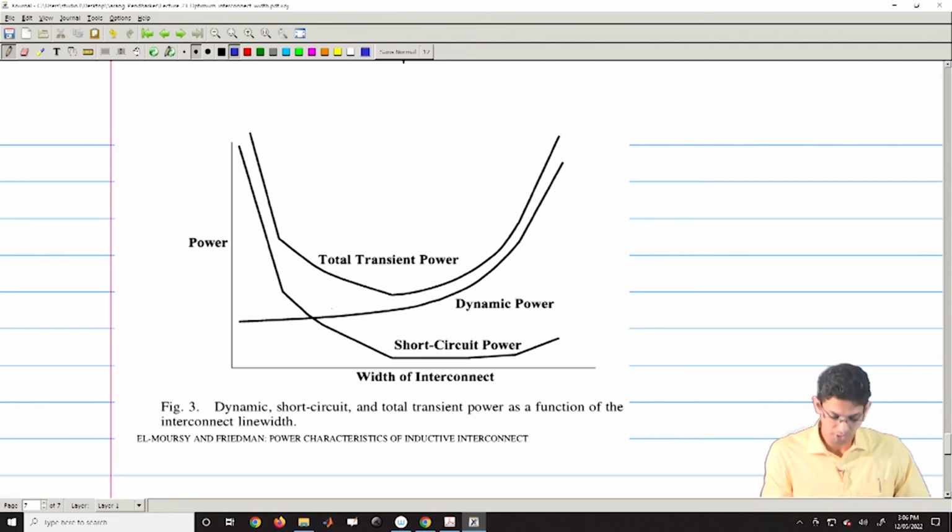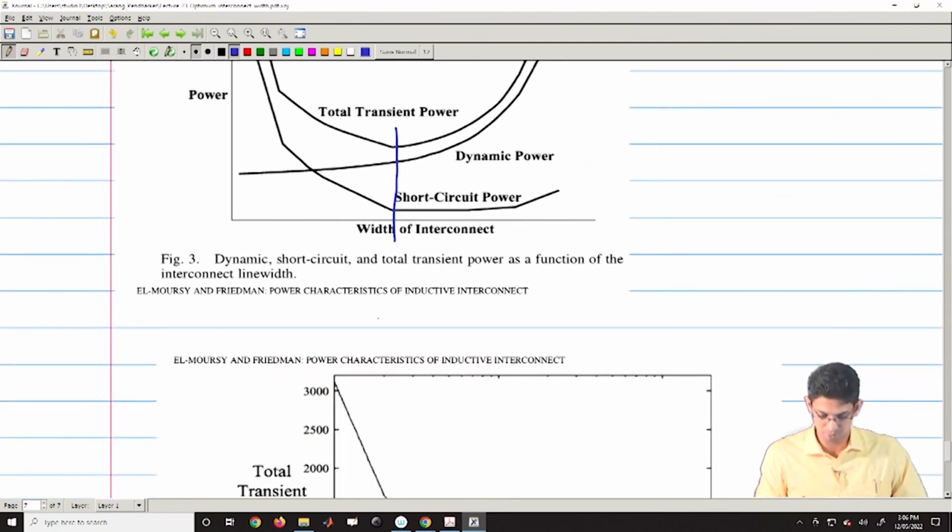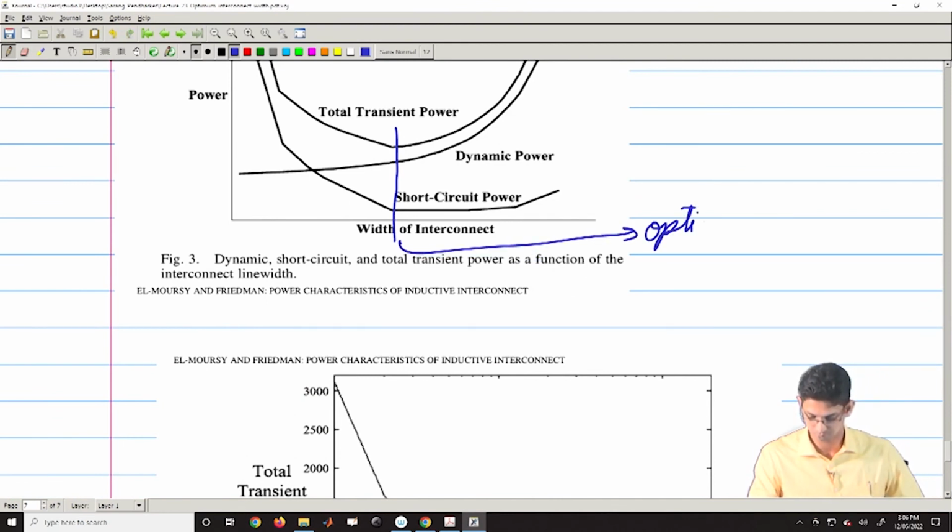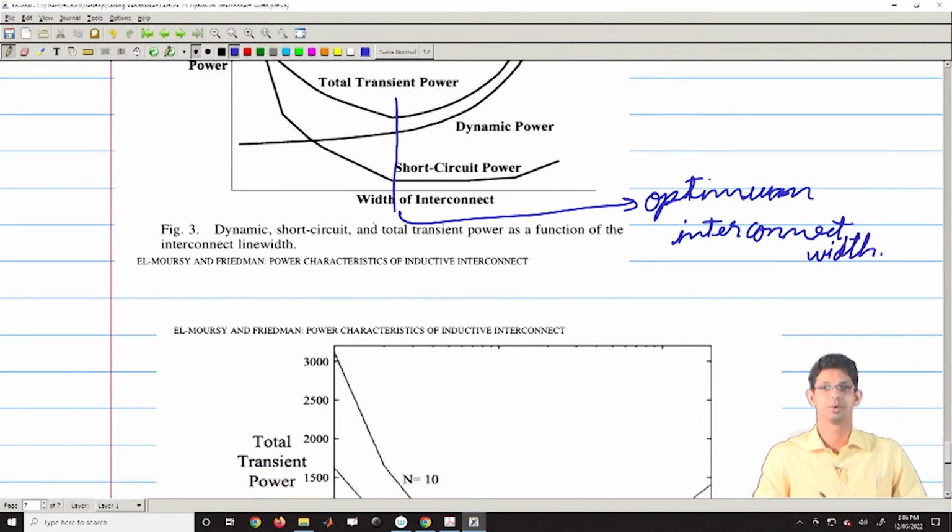So, here the total transition power would be something like this, and here there would be an optimum interconnect width. So, this is your optimum interconnect width.